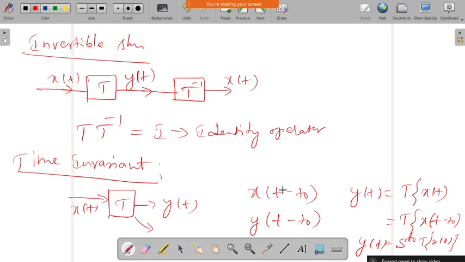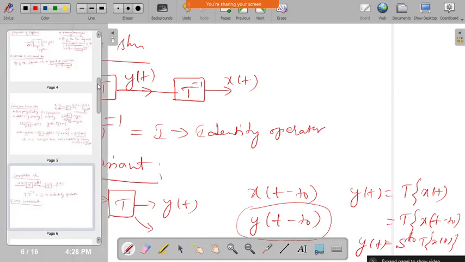So if we shift the signal, advance the signal or delay the signal at the input side, and the output is also delayed by the same amount or advanced by the same amount, then we can say the system is time invariant. Otherwise the system is time variant. So this is the time invariant property.